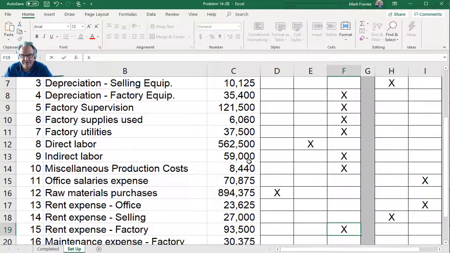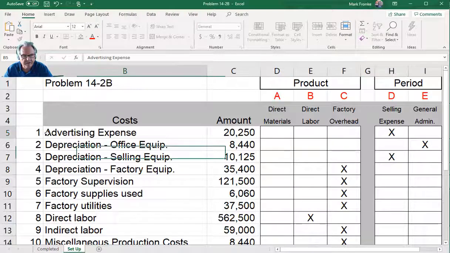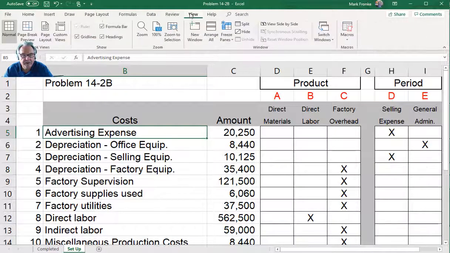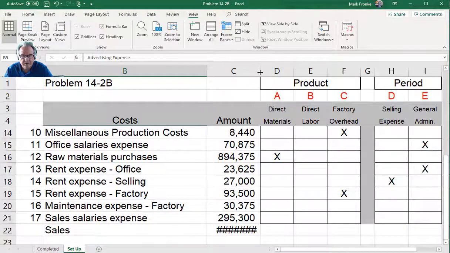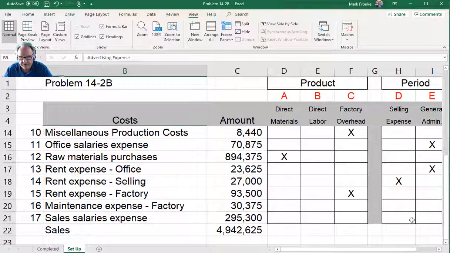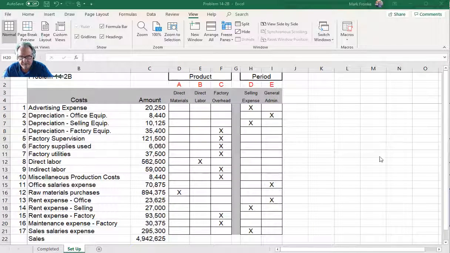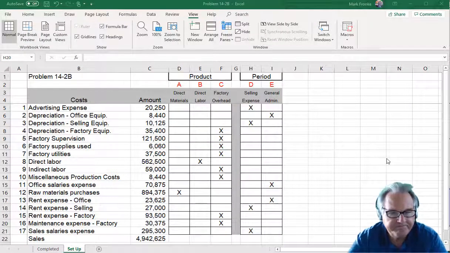Let me go back up and freeze this so that it will keep the titles. Freeze panes. There we go. We're almost done. We've got maintenance expense on the factory is going to be an overhead item, and sales salaries goes as a selling expense. So when I shrink this down, this is the completed schedule.